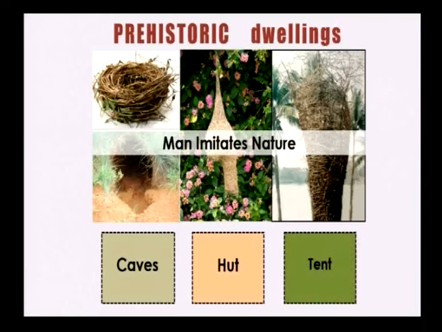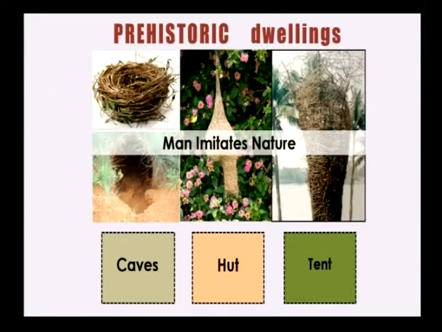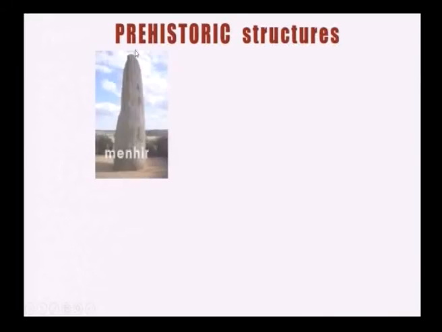Caves were used by people who hunted and fished. Caves or rocks for those who were occupied in hunting, huts for the agriculturist and tents for the nomads. Prehistoric structures can be classified as follows. Monoliths or single upright stones. These are also called menhirs.